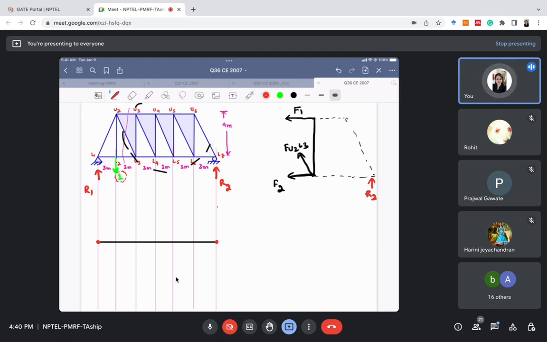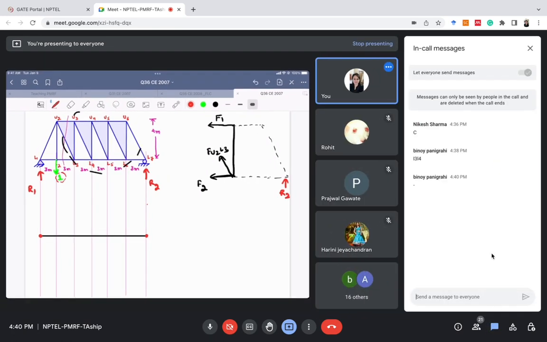So anybody would like to try what should be the value of FU2L3? I do not need the value exactly. I just need whether it is positive or negative. Everybody should try and write in the comment what value you are getting, positive or negative. Yeah, Binoy has got negative. Rahul has also got negative. Ajas has also got negative. That's great. Means you are getting what we need to do.